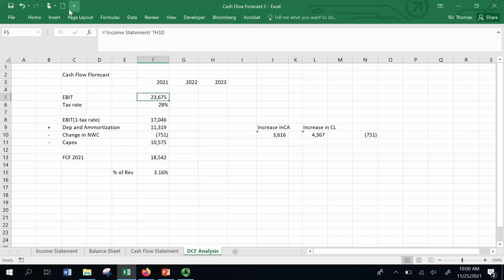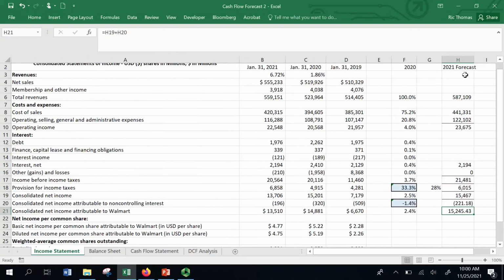A lot of this stuff is linked. So I grab my earnings before interest and taxes from H10, the income statement. Let's just check what that number is. H10, that is this number. It's operating income, earnings before interest and taxes.